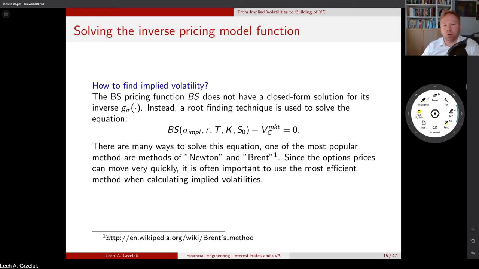So in the Black-Scholes world, in the course of computational finance, we had a problem where we had a price on the market of an option, and we would like to recover the implied Black-Scholes volatility. So the problem was very much alike. We have a market price, this is the market price of a call option. This is the Black-Scholes price for a given parameter sigma implied. And the difference has to be zero. So we are searching for this parameter sigma implied such that the difference of the two is zero.